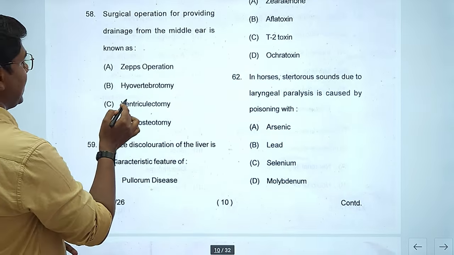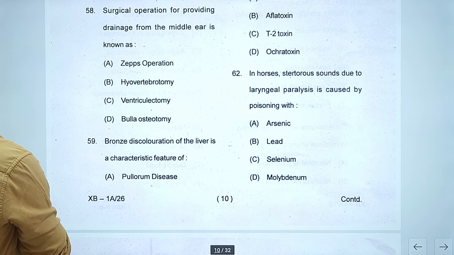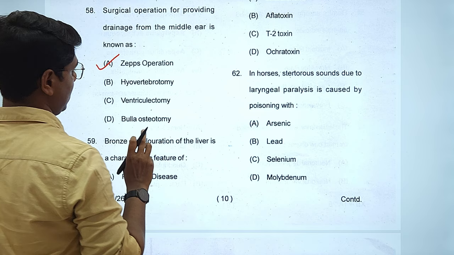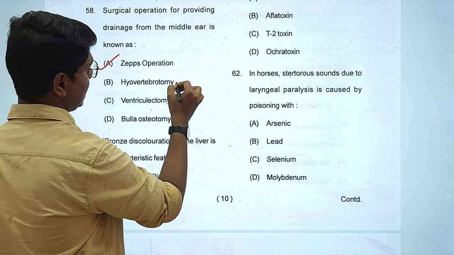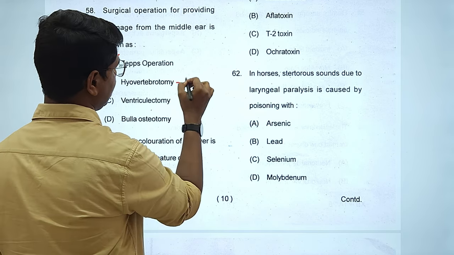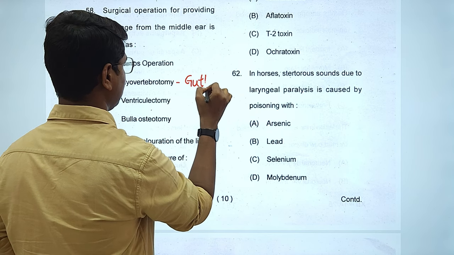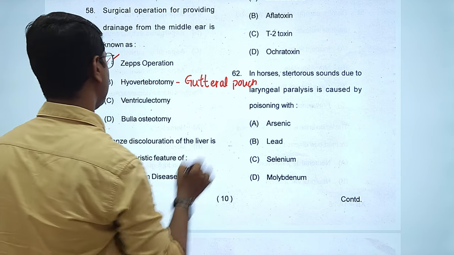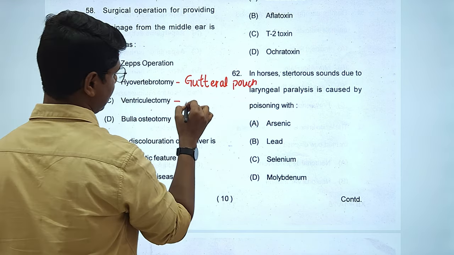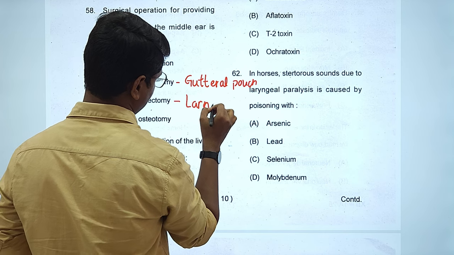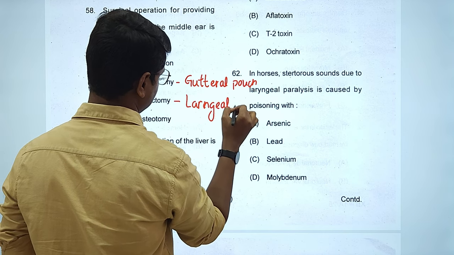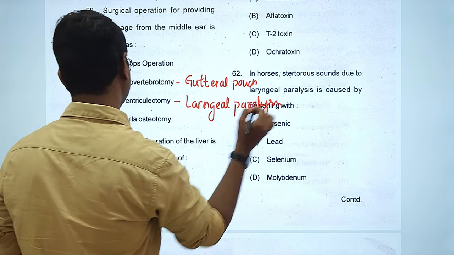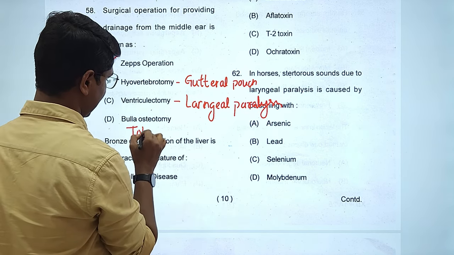Surgical operation for providing drainage from the middle ear is known as bulla osteotomy. Hyovertebrotomy is basically a surgical procedure to drain a guttural pouch abscess in horses. Ventriculectomy is used for laryngeal paralysis, also in horses. Bulla osteotomy is basically total ear canal ablation.